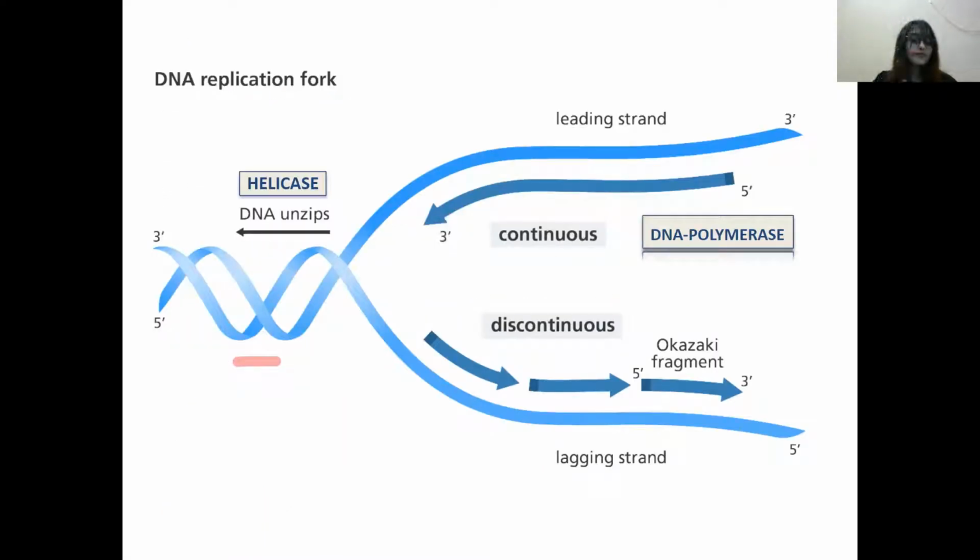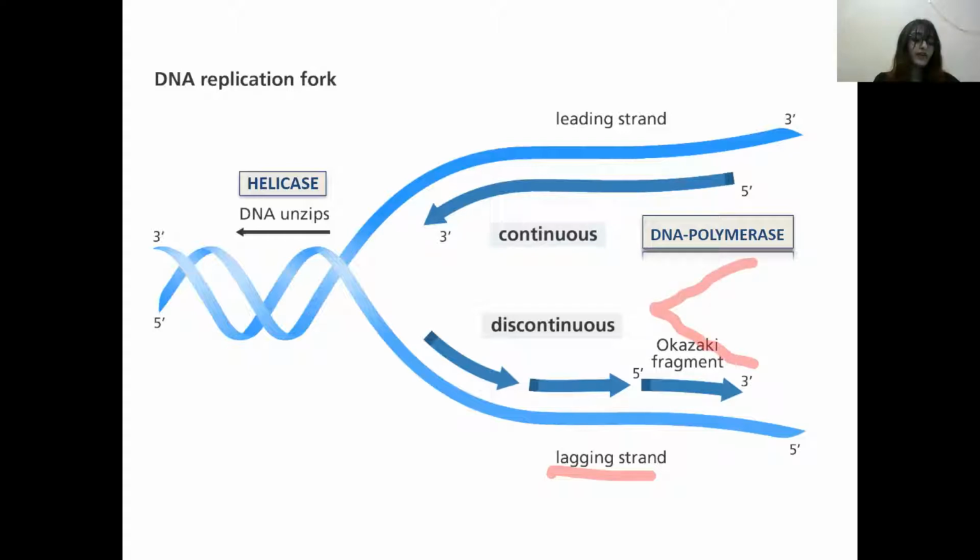Since the DNA polymerase only works in 5 prime to 3 prime, if helicase is unzipping in this direction, the DNA polymerase can continuously make this strand without any interruption.